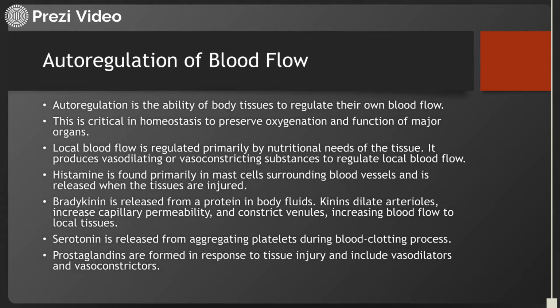Serotonin is actually released from aggregation of platelets during blood clotting processes. Again, if there's blood loss, your body automatically reacts. It will release the serotonin and hopefully help with the clotting factor. And then prostaglandins are actually formed in response to tissue injury and include vasodilators and vasoconstrictors.